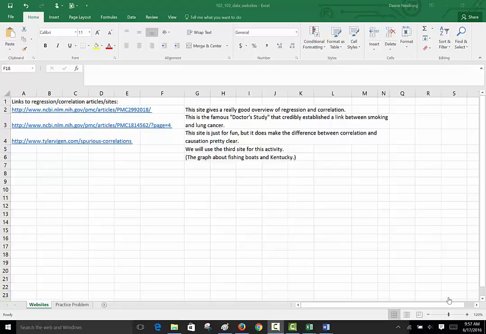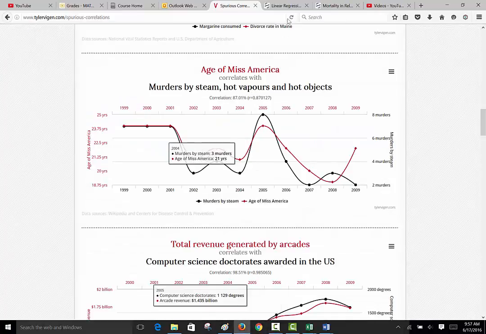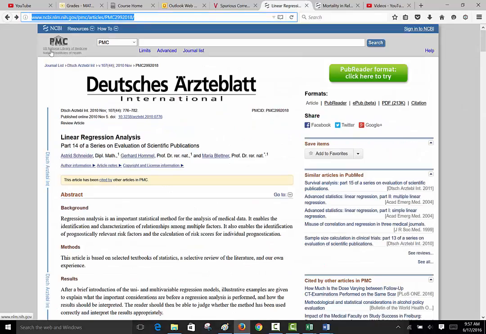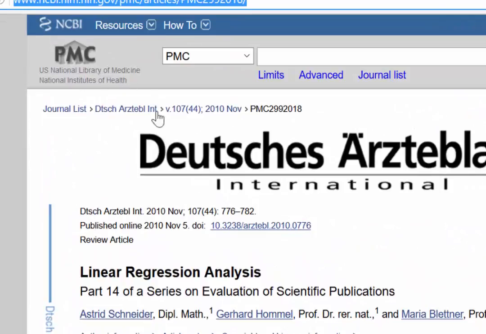This activity deals with correlation and linear regression. And I gave these links to these sites when I was looking around. This first site, I say, gives a really good overview of regression, and it's from the National Library of Medicine, National Institutes of Health.